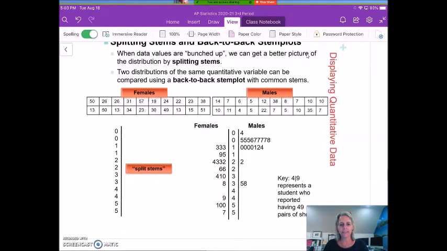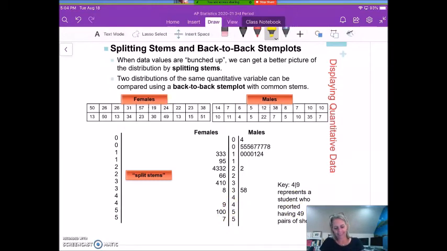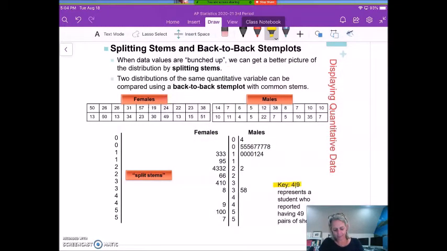Okay, so then you'll also see sometimes back-to-back stem plots. So these back-to-back stem plots are exactly that. In this case, we have 2 categories, females and males. So we're breaking our data out by gender. And then the key will be the same. So we're still using this key of 4 bar 9 to represent 49, which is going this way for females. Let's see, we'll highlight that over here. So like the 49, the 49 shows up right here. So it's actually going to be backwards.